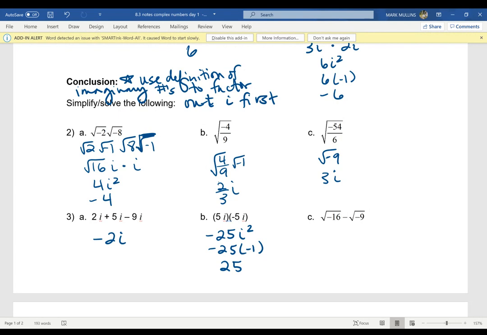And then on c, first I would look at simplifying each of those square roots separately. And then remember, we do have a minus sign. So we'll have 4i minus 3i. Then we subtract them and get i. So we're doing just really basic simplifying today.